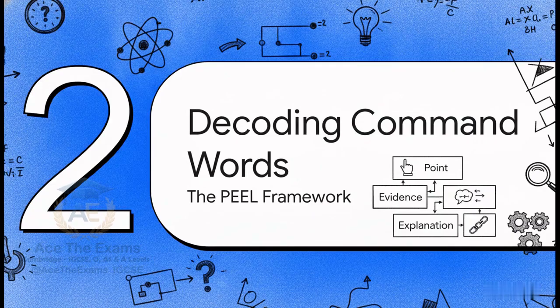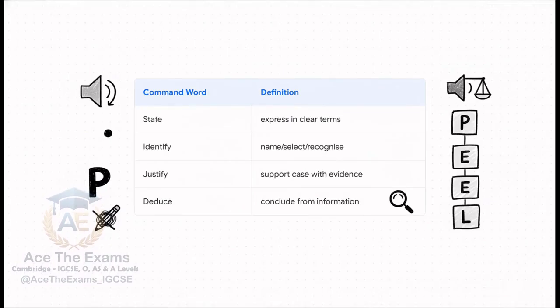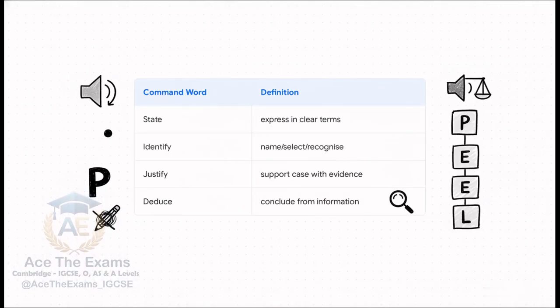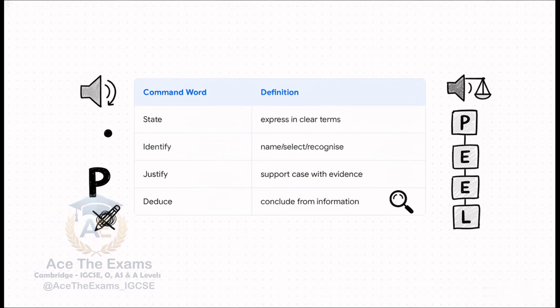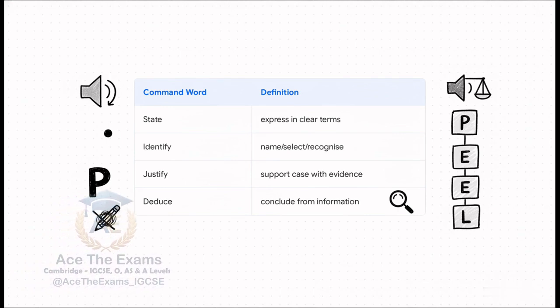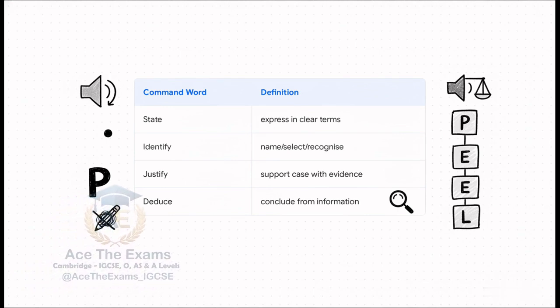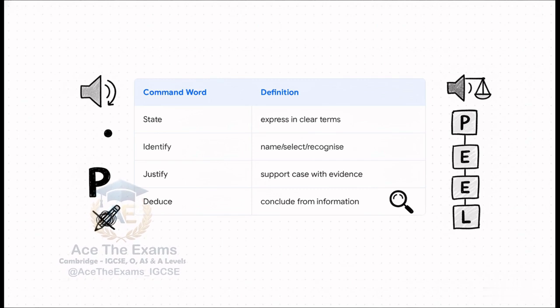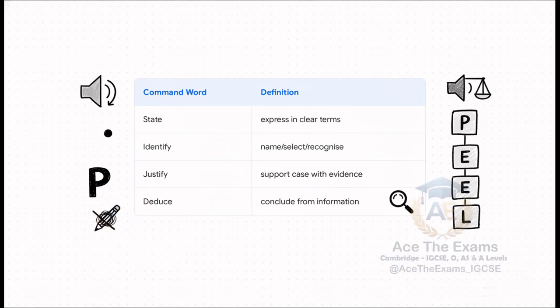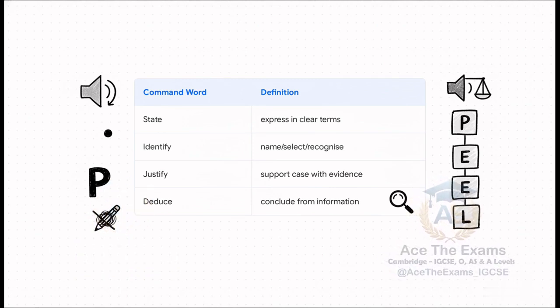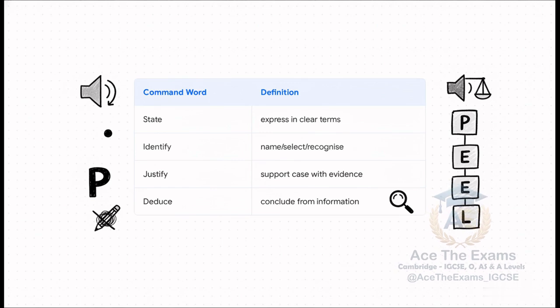Let's move on to Section 2, decoding command words. Command words are your instructions. They tell you exactly what the examiner wants and honestly what they really don't want you to do. Think of them as a volume dial for the level of detail required. To master this, top students apply the PEEL framework. That's point, evidence, explanation, and link to ensure every single sentence serves a purpose. Your mark potential goes from 0 to 100% when you know how much of the PEEL framework to use.